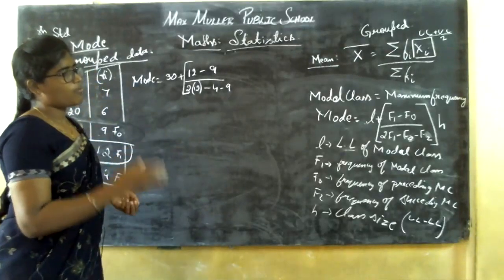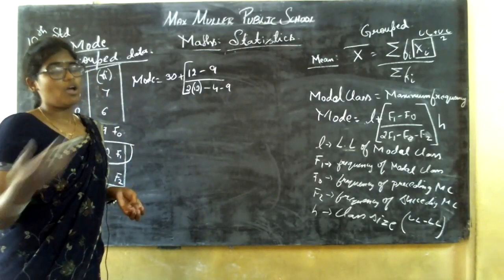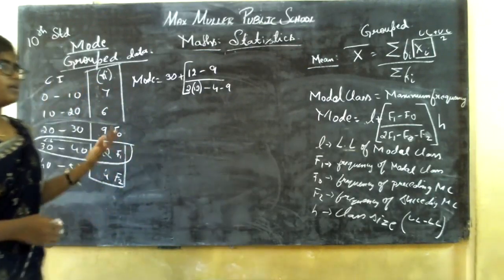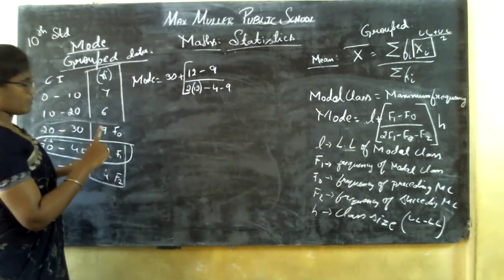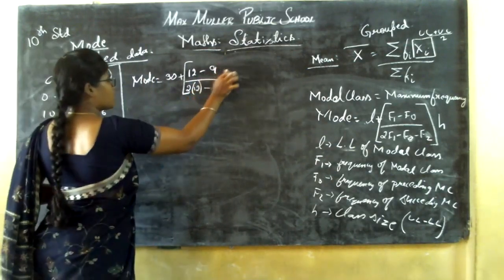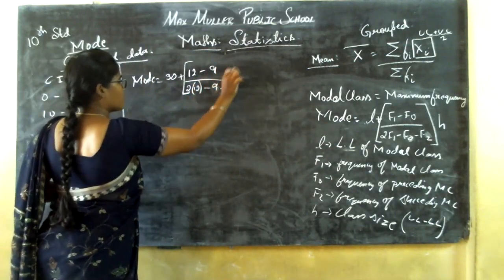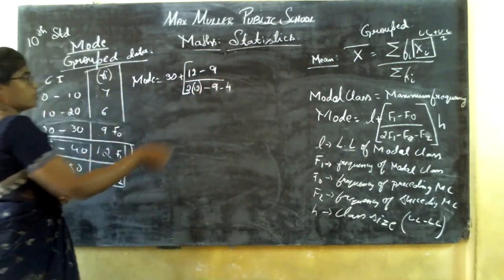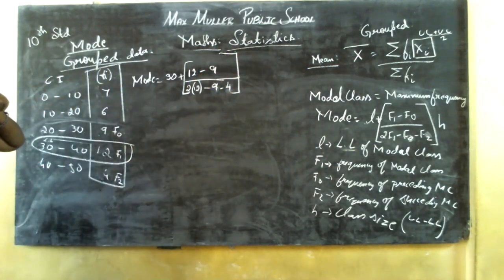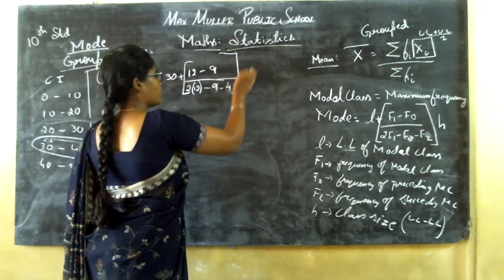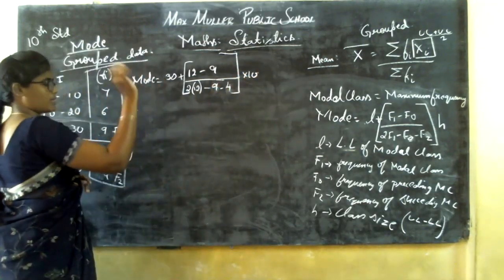Since the formula is in the form of 2F1 minus F0 minus F2, we are going to write it that way itself. If you are comfortable writing F1 minus F2 minus F0, then also it is okay. Not an issue, but I have written it the other way. Let me change this. In the middle you need F0 value, and at the side F2 value. And into the class size. What is the formula to find the class size? Upper limit minus lower limit. 10 minus 0, 20 minus 10, 30 minus 20, 40 minus 30, 50 minus 40. Everything is 10, into 10.